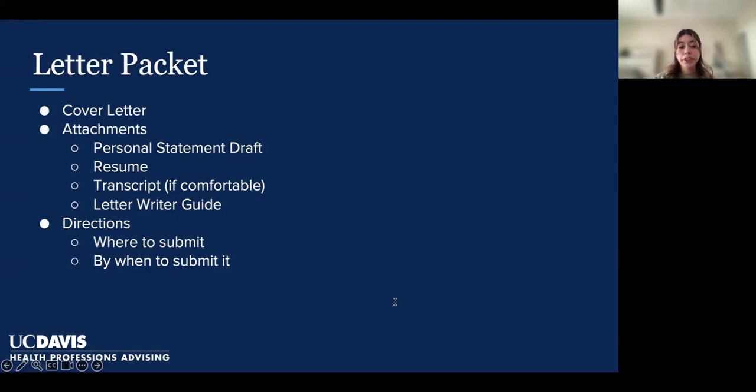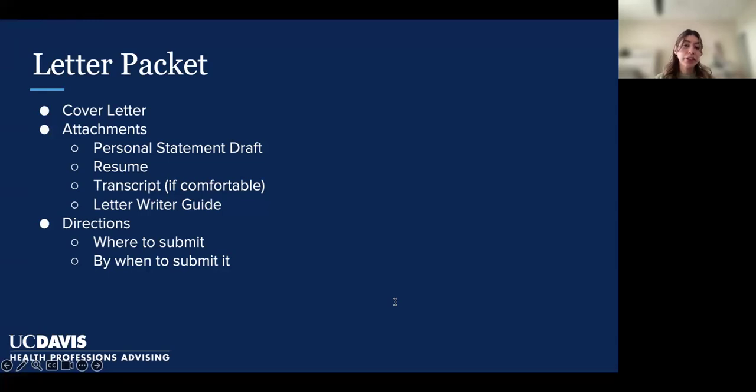But have a draft of your personal statement ready to send to your letter writers so they can get to know a little bit more about you and your story. A resume is also very helpful so they can see the different extracurriculars, jobs, volunteer opportunities, internships, etc., that you have been involved in. That also gives them an idea of why you want to enter this health profession. That could also be something they could talk a little bit about in your letter of recommendation if they desire.